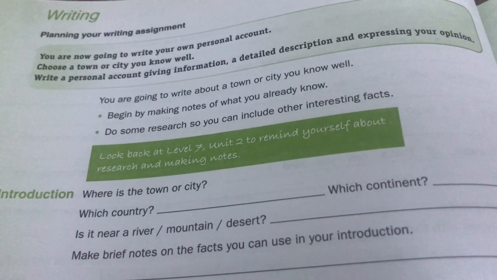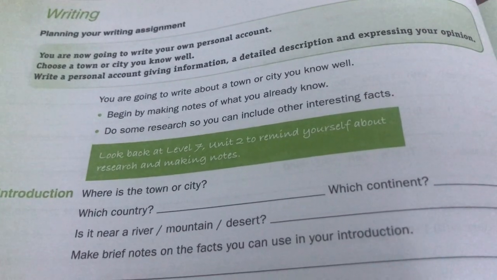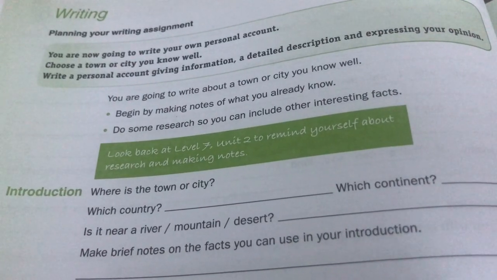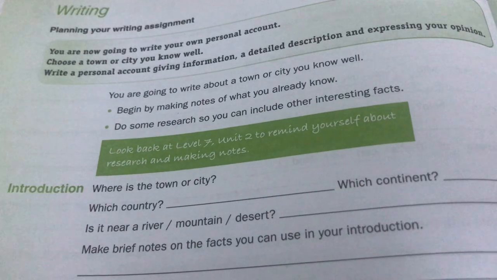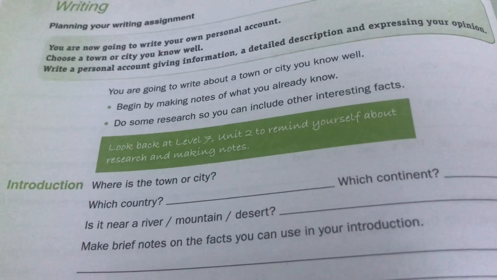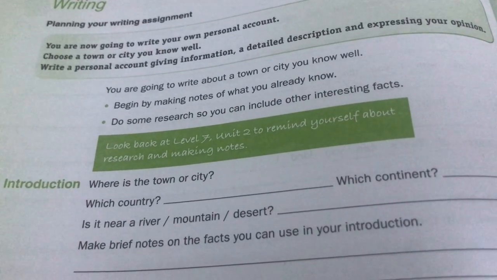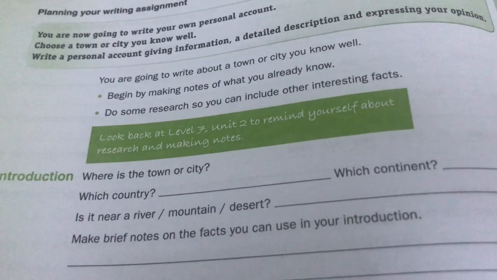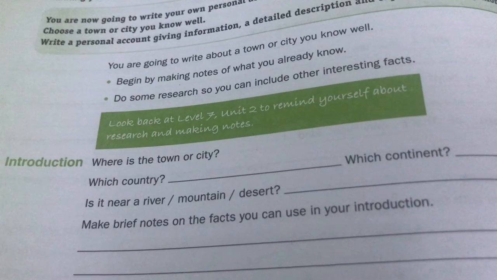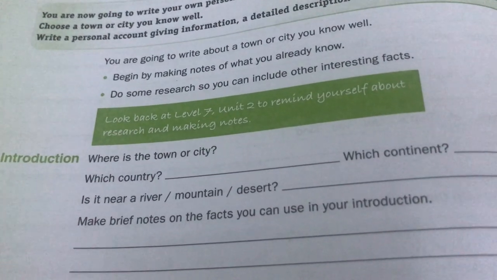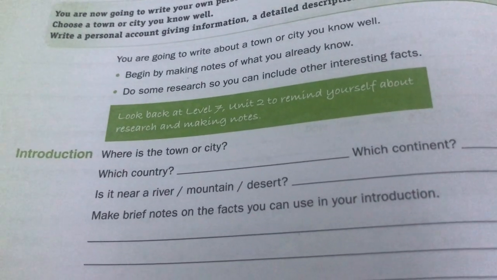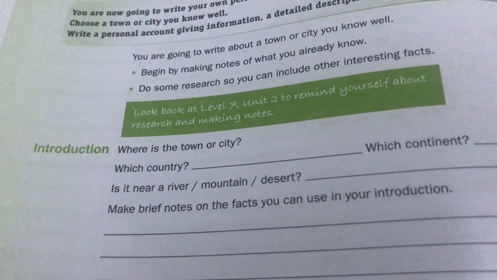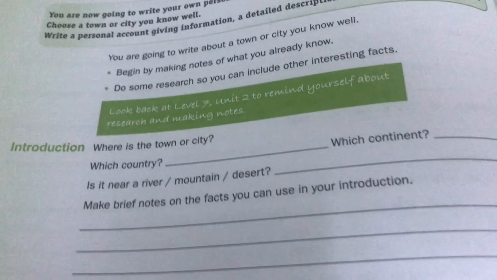You are going to write about a town or city you know well. Begin by making notes of what you already know. Do some research so you can include other interesting facts. Because, for example, historical things you might not know, so Google it, go online and write about the information that you want to include in your travelogue.